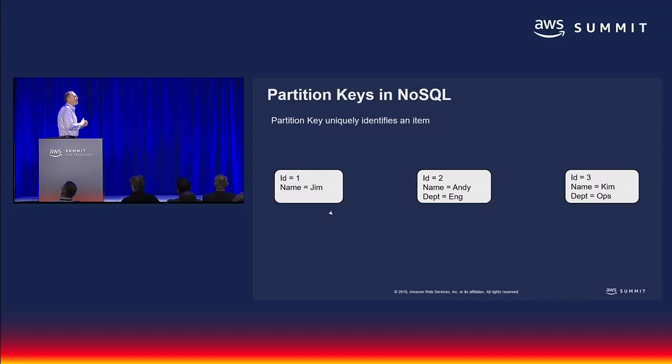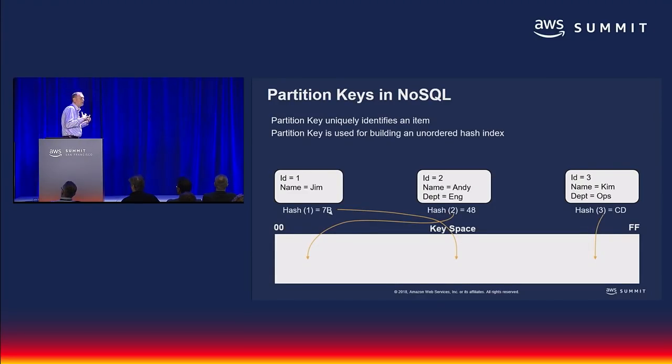All NoSQL databases have an equivalent. In MongoDB, it's a shard key. They call it a partition key in Cassandra. But what you're doing with this attribute that all items must have is laying out these items in what DynamoDB does as an unordered hash index. So we will hash the attribute. In this case, let's say we have a bunch of items coming in. These items have an ID attribute. This is the partition key. We will hash the ID attribute.